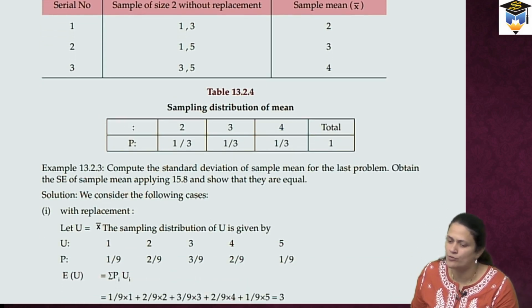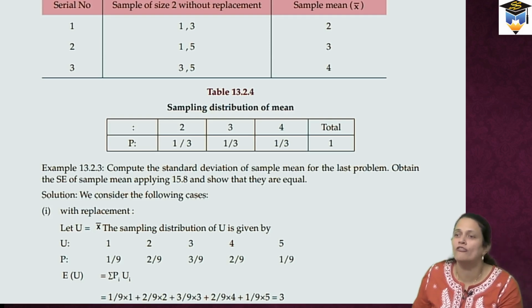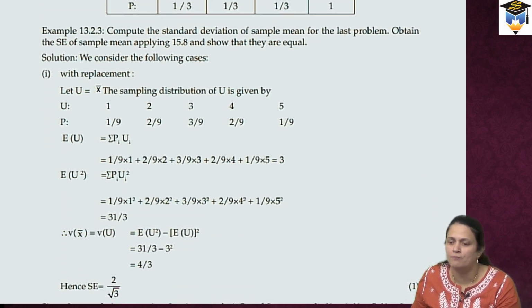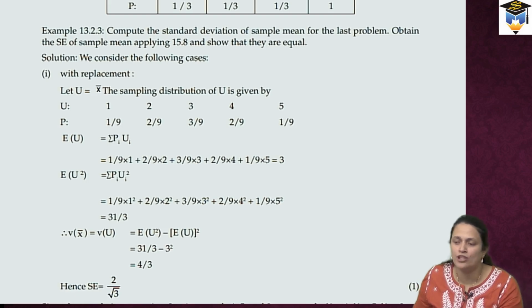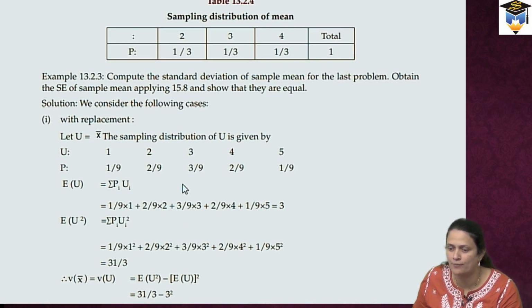So the sampling distribution is taken, they have solved. So have you understood this particular example, all of you? Any doubts? Let us go to the next part. Compute the standard deviation of sample mean for the last problem. So basically this is the last problem, okay?